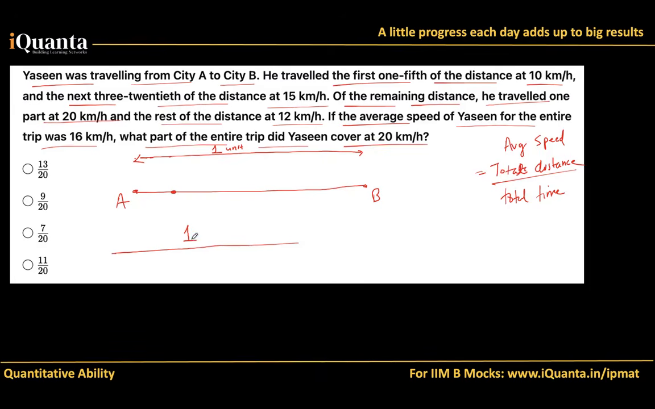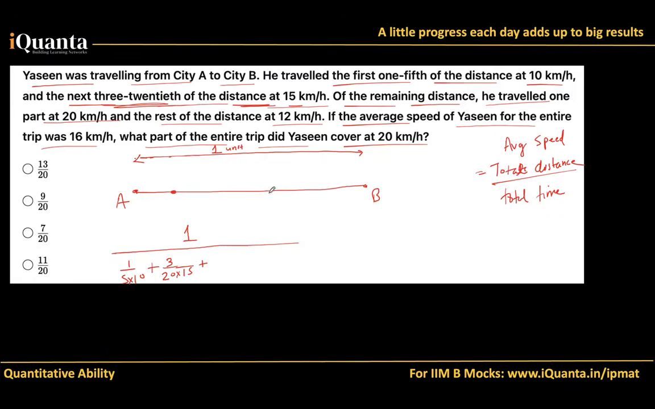The first one fifth of the journey. So 1/5 of 1 unit is 1 by 5, and that is done at 10 kilometers per hour. So this is the distance upon speed, that means 10, right? So this is the total time taken. Distance 1 by 5 of 1 upon speed, which is 10, so we get 1 by 50. Plus next, 3/20th of the distance at 15 kilometer per hour. So 3 by 20 is the distance, and that is done at 15 kilometer per hour. So this is what we get, right?